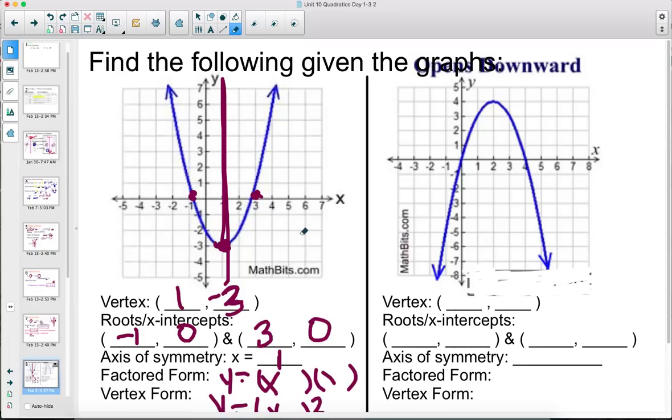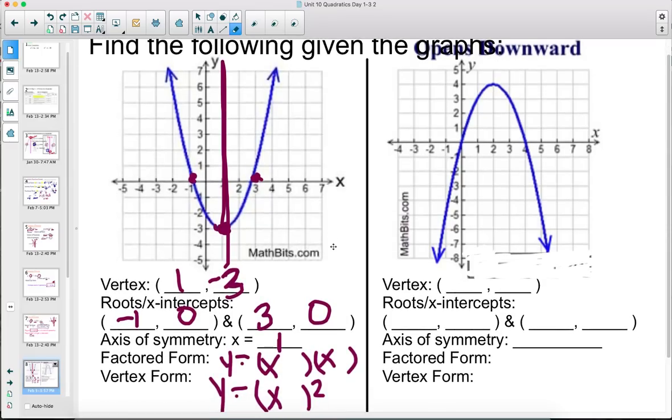All right, so factored form is using the roots. Vertex form is using the vertex. So my roots are -1 and 3. So in my equation, I'm going to write a +1 and a -3, right? And the vertex goes right 1, so that's a -1, and down 3, so that's a -3. And they're opening upwards, so I don't need to worry about putting a negative in front, so that one's okay.